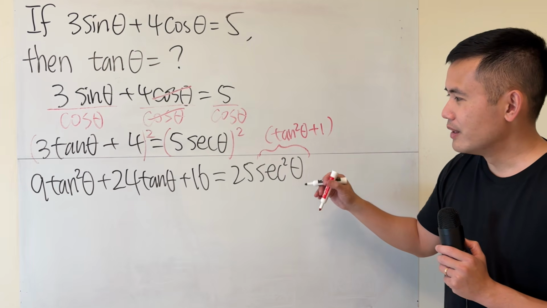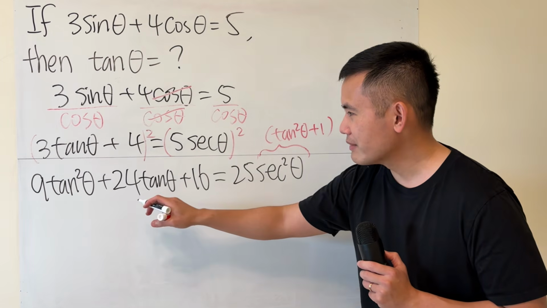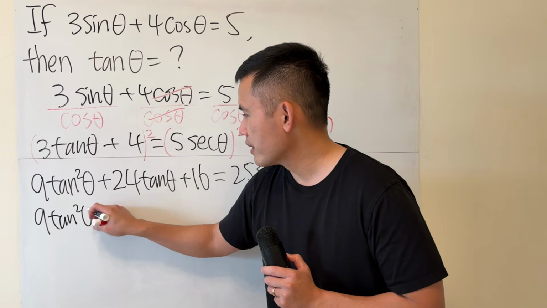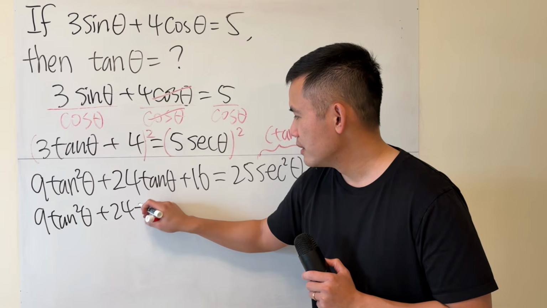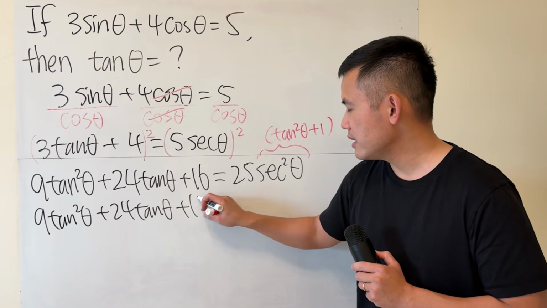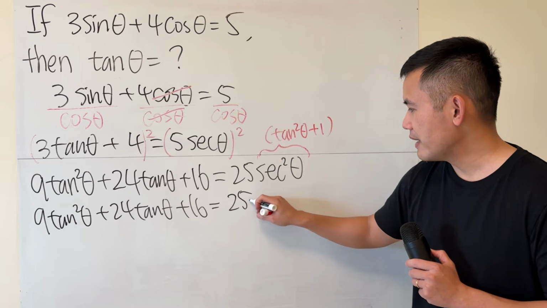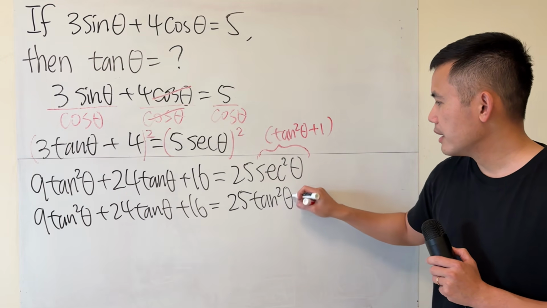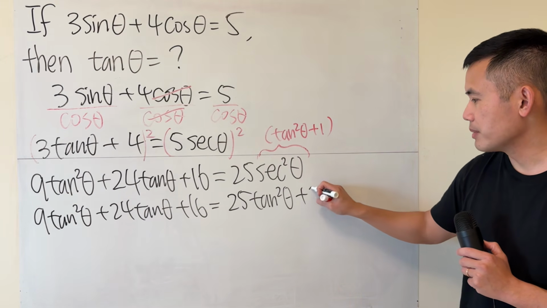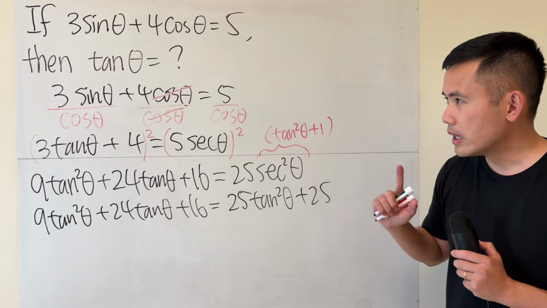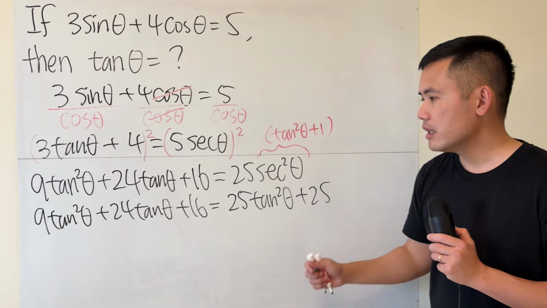Okay, that's just kind of expand this a little bit. So we have the left hand side. Let me just write this down again. 9 tangent square theta plus 24 tangent theta plus 16. That's equal to 25 times this. So 25 tangent square theta. And then 25 times the 1. So plus 25.